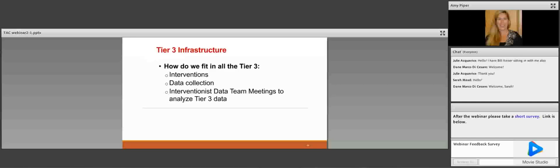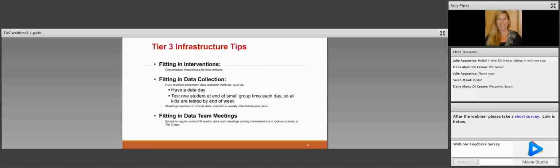So how do we fit it all in? How do we do all of that? How do we fit in the Tier 3? We really need to talk about those interventions, making sure that the teachers have time to do them, that we're collecting the data, and that we're really having those team meetings to analyze that Tier 3 data. So they're looking at themselves, they're asking for help if they need it, they're asking questions. We're really trying to make sure all of these things fit in Tier 3.